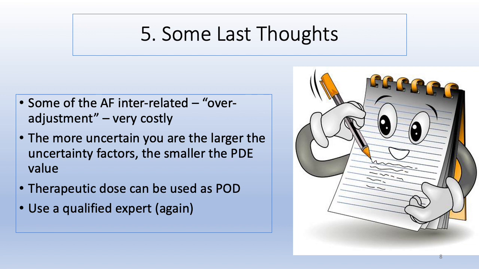And you can avoid this issue of over-adjustment by having someone who's experienced in the calculations and also having someone who is actually qualified to do these calculations. The more uncertain you are, the larger the uncertainty factors, and therefore the smaller the PDE value. The smaller the PDE value, it means you need to have more sensitive methods developed in your organization or in the lab, and those are actually a bit more expensive in the long run.